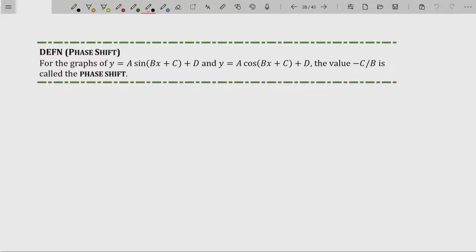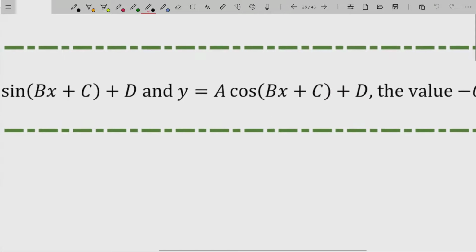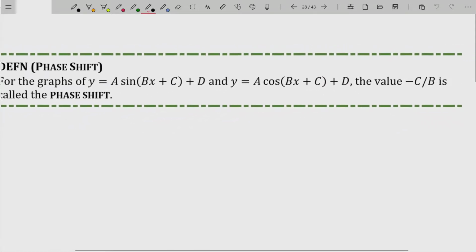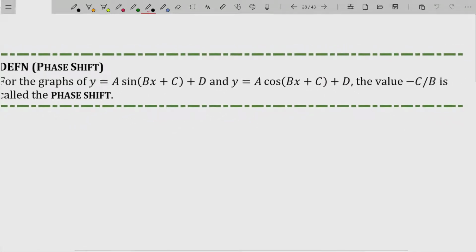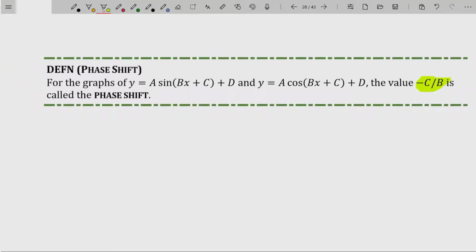So here we go with the final definition for what we're going to be doing with graphs. This is the phase shift. By the way, some textbooks use something different for phase shift. I actually followed this for phase shift. I think it's a very nice definition. So for the graphs of y equals a sine of bx plus c plus d, and y equals a times the cosine of bx plus c plus d, the value negative c over b, let me highlight that, the value negative c over b is called the phase shift.